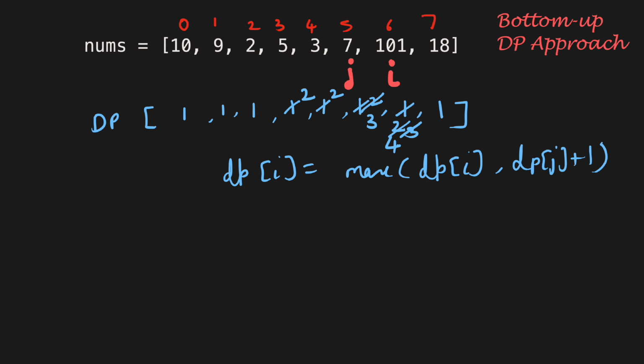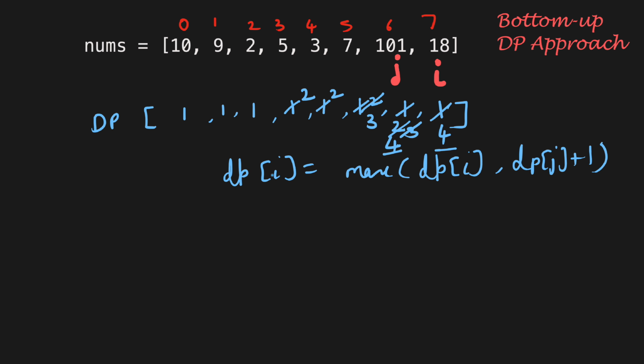And now since we are done with all the elements before I, we move the I pointer forward and again compare all the elements before it, which if you follow a similar process will result in dp of 7 as 4. Now since maximum value in this dp table is 4, the length of any LIS will be equal to 4. For example, ones ending at index 6 or 7.